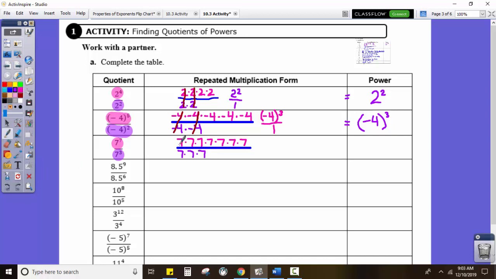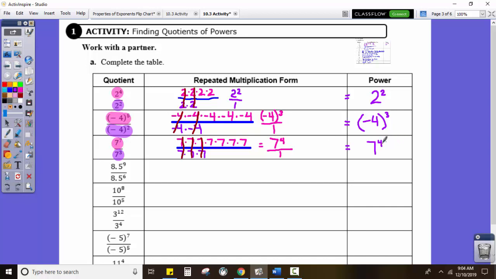When I look at reducing, 7 divided by 7 is 1. When I have another pair, 7 divided by 7 is 1. And 7 divided by 7 is 1. What we're left with in the numerator would be 1, 2, 3, 4 sevens. So 7 to the 4th, and then over 1. Nothing left down here. So 7 to the 7th divided by 7 to the 3rd was 7 to the 4th. So think about these exponents.